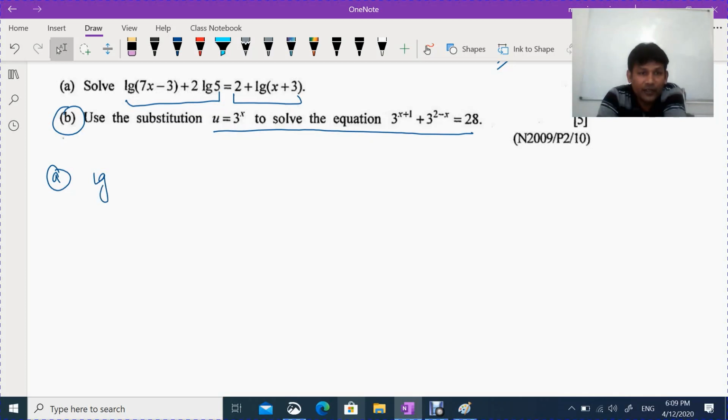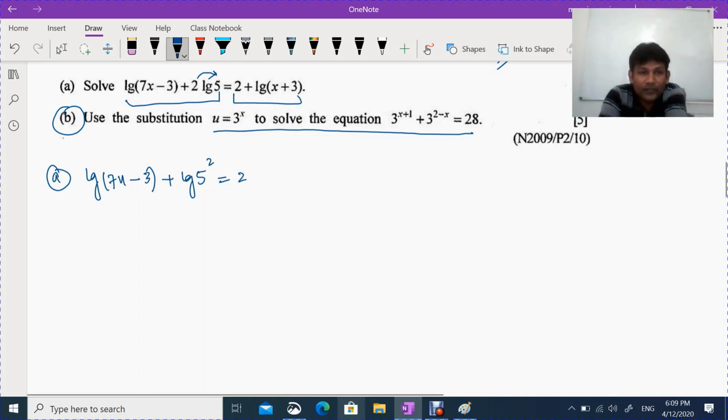Oh yeah, 2 is there. I have to move 2 first. 2 will become the power, as we know, the power law. So LG 5 squared is equal to, okay, 2, I want to write here LG. When I write LG, I have to write 10 because LG 10 is 1 and there is no problem. And this 2 will become the power.